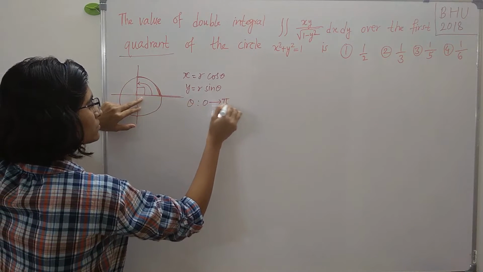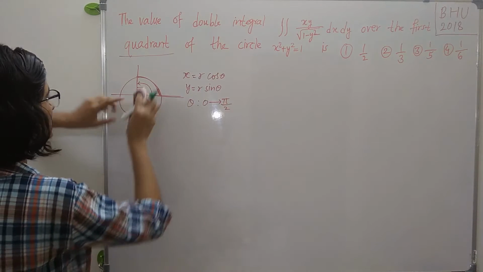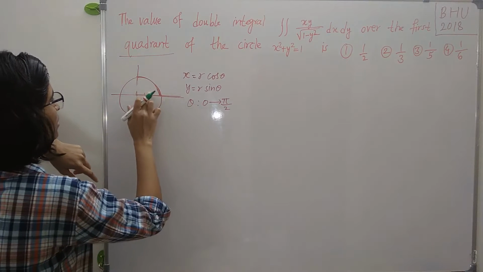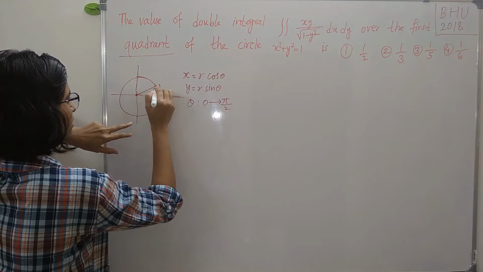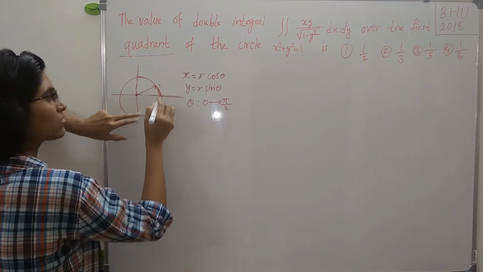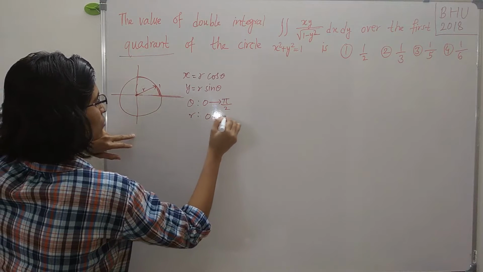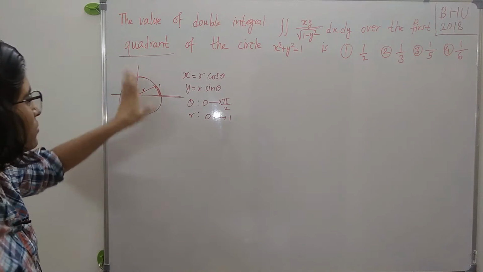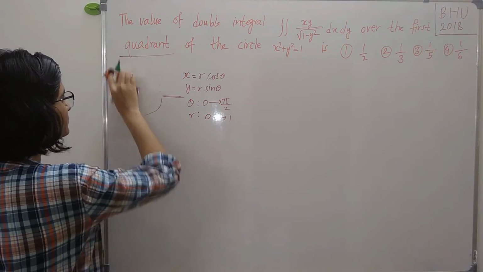And now r is the radius of this circle, so it is varying from 0 to 1, right? Because it is a circle of radius 1. So r is varying from 0 to 1. So these are the limits of r and theta in the first quadrant. So we will use this.